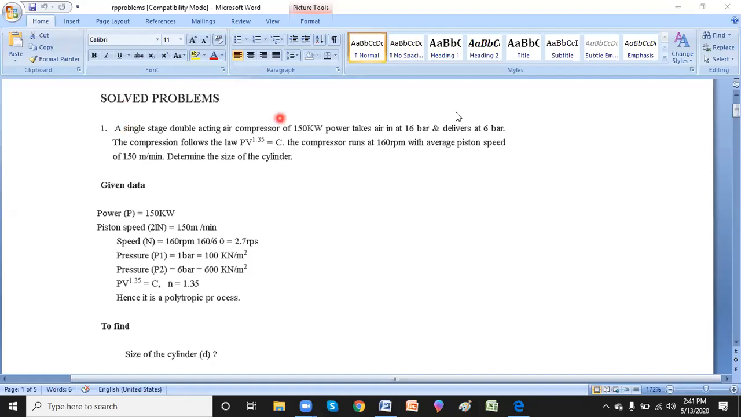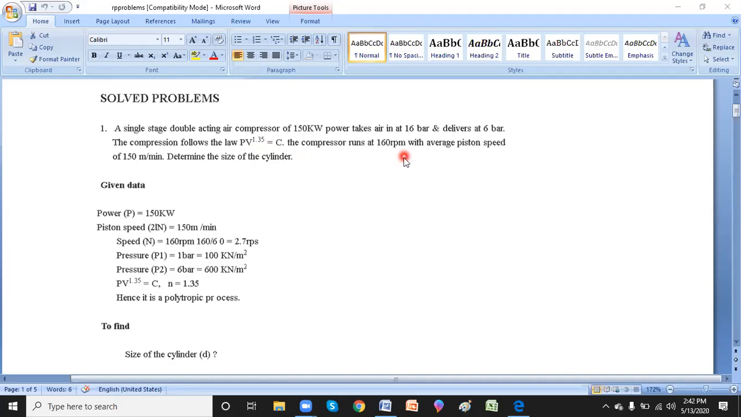Now you just see this problem. A single stage double acting air compressor, 150 kilowatts power, takes air at 1 bar and delivers at 6 bar. The compression follows PV^1.35 = constant. So obviously the compression process is polytropic with a polytropic index of 1.35. And the compressor runs at 160 RPM.